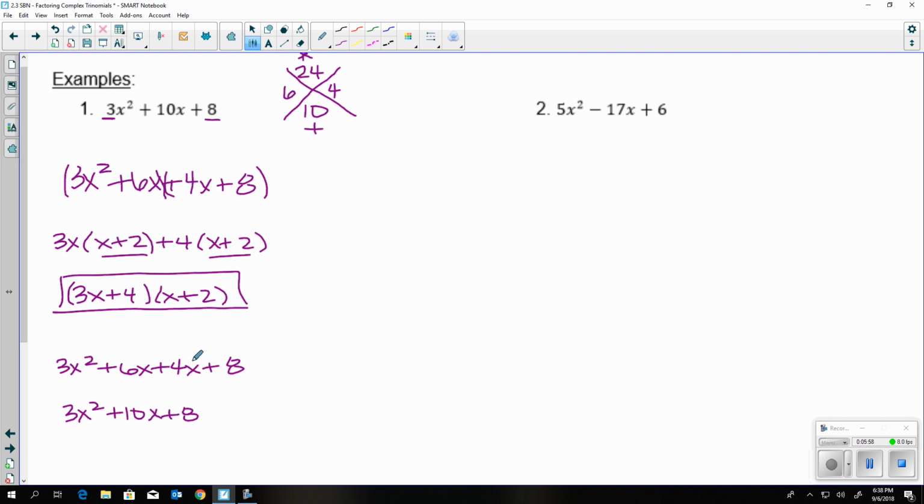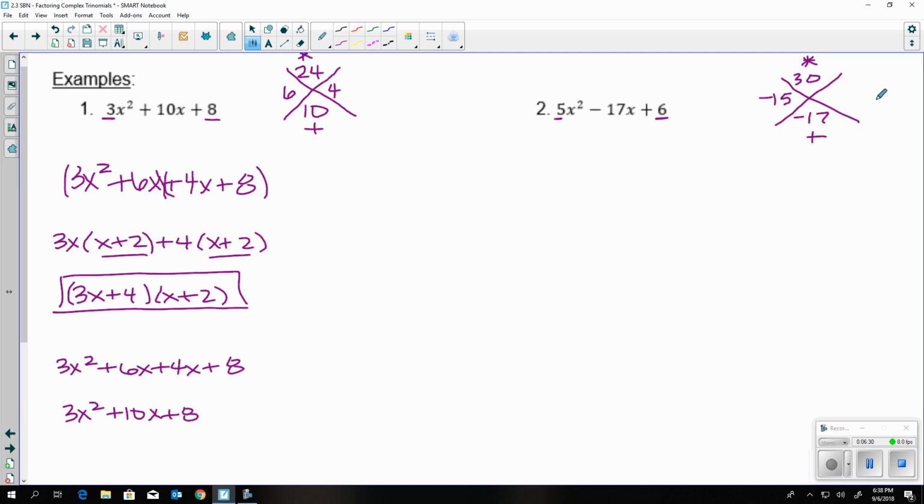So we've got 5 for A, negative 17 for B, and 6 for C. Since A is not 1, we're going to do the x. So I'm going to multiply 5 times 6 is 30. And then negative 17 goes in the bottom. So you want two numbers that multiply to 30 and add to negative 17. Hopefully you know that is negative 15 and negative 2. A negative times a negative is a positive. A negative plus a negative is still a negative.